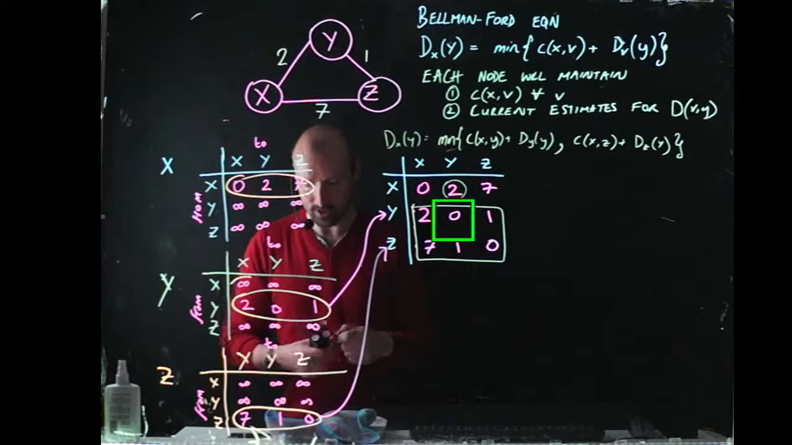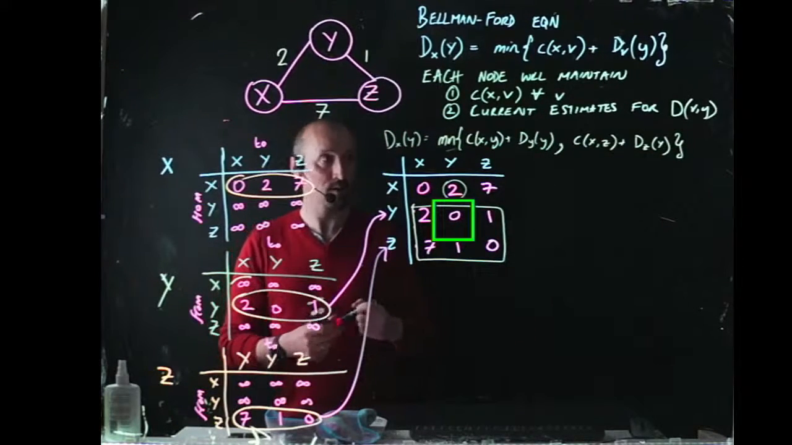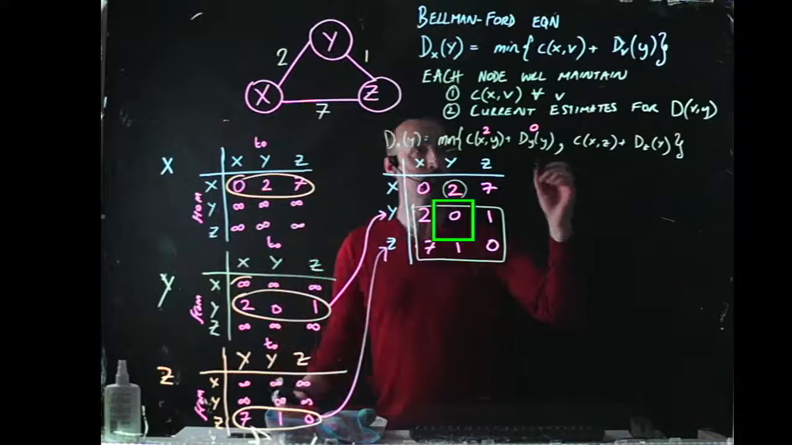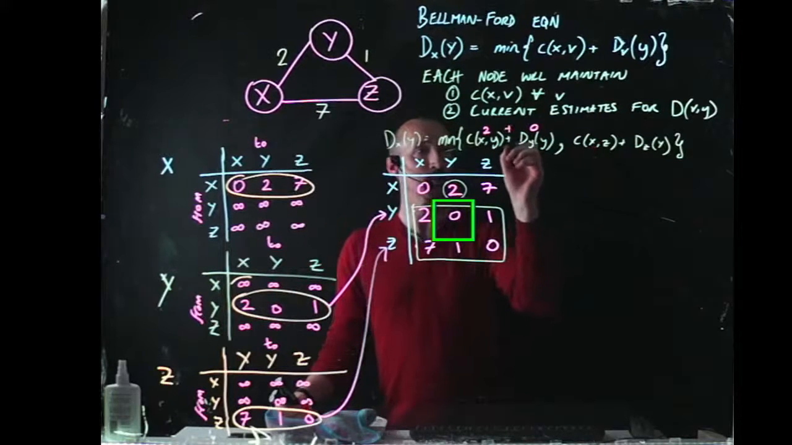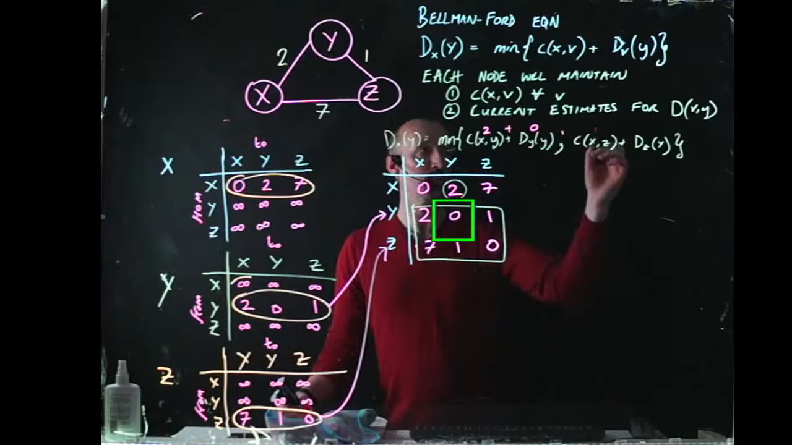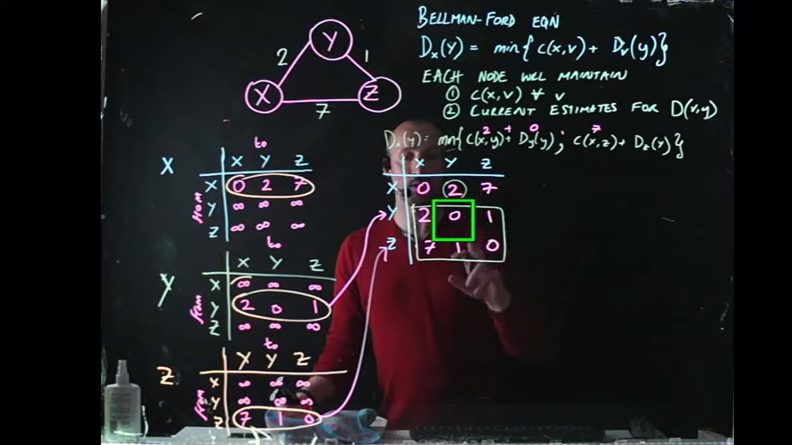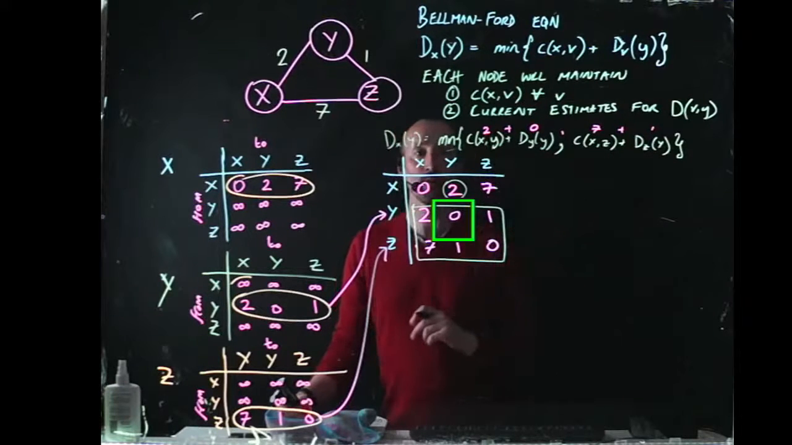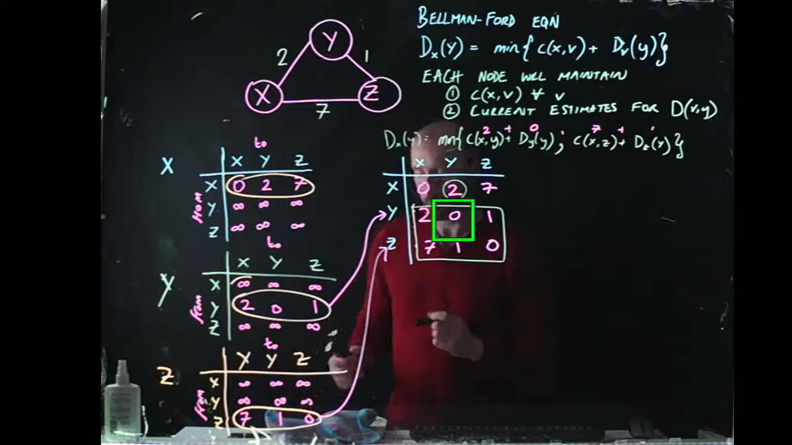So let's check these now. This was 2 plus 0, which gives me 2 on this side. And over here, to get to z was 7, and now we've just learned that to get from z to y is 1, so 7 plus 1 is 8. So clearly 2 is the winner here.